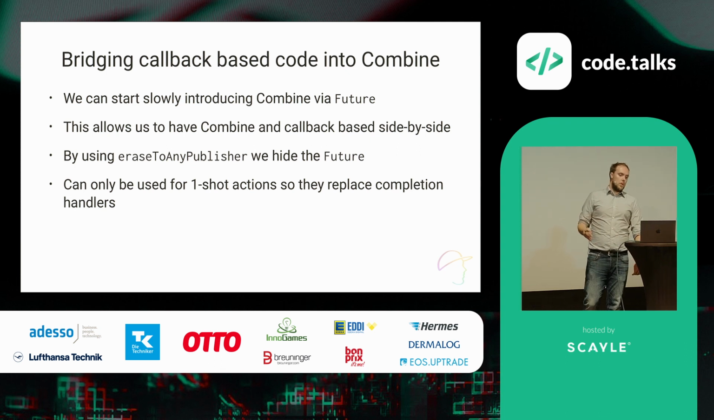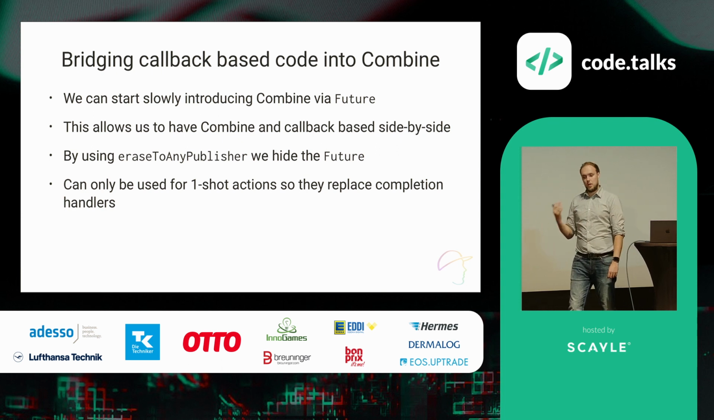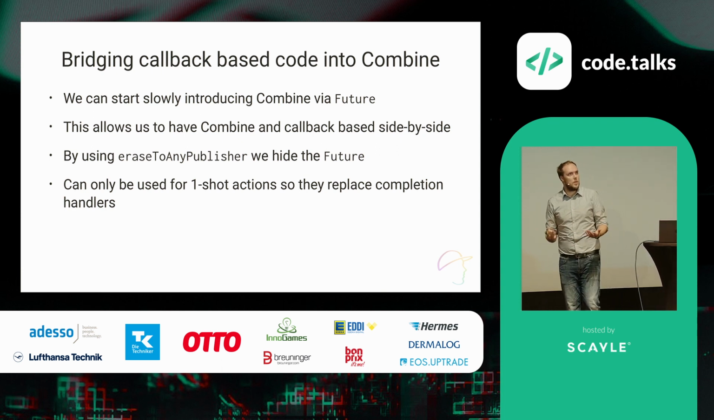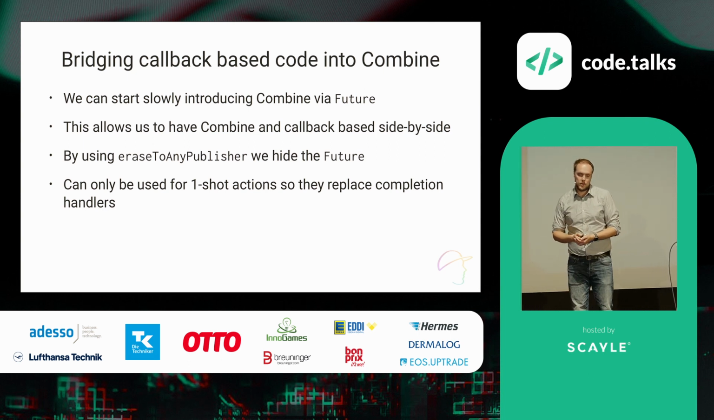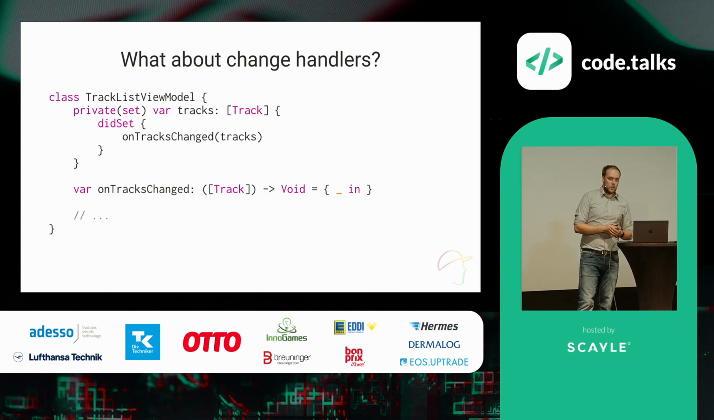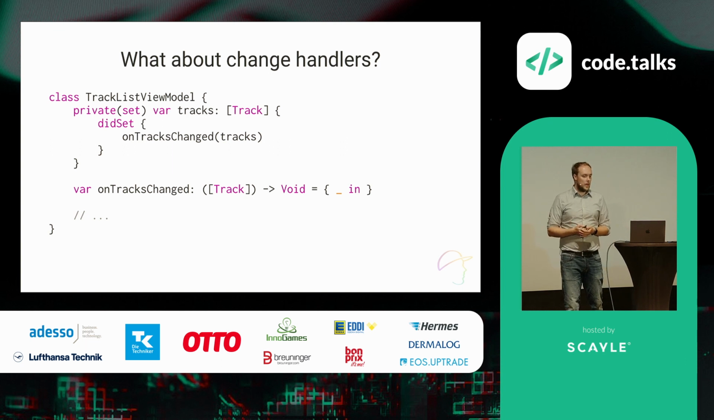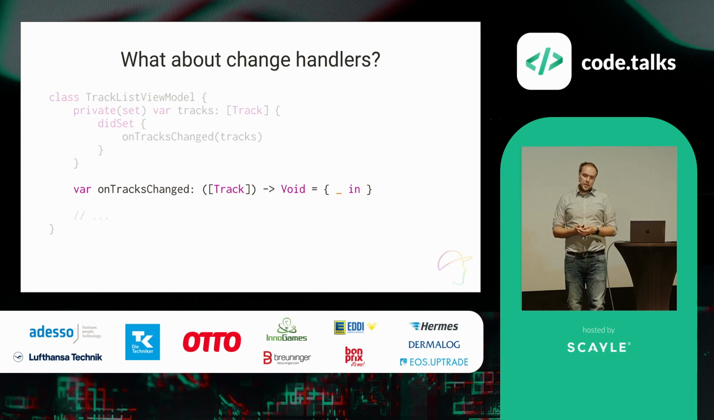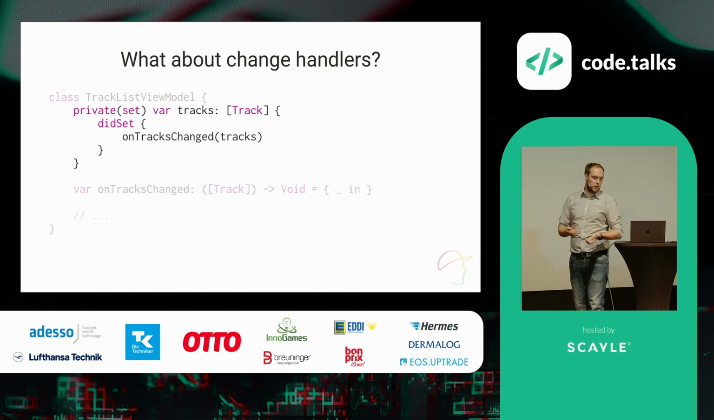But this Future can only be used for one-shot actions. The Future's promise is fulfilled once, and then it's completed, right? So we only complete once. So this really only fits for the completion handler case. So what about change handlers, right? I showed you that as well in the beginning as another use case for closures, right? We looked at this code right here, actually. And this is basically the important bit here. And this function is called whenever this changes.